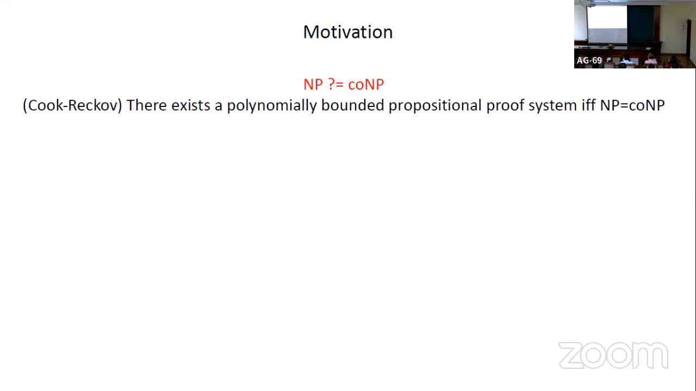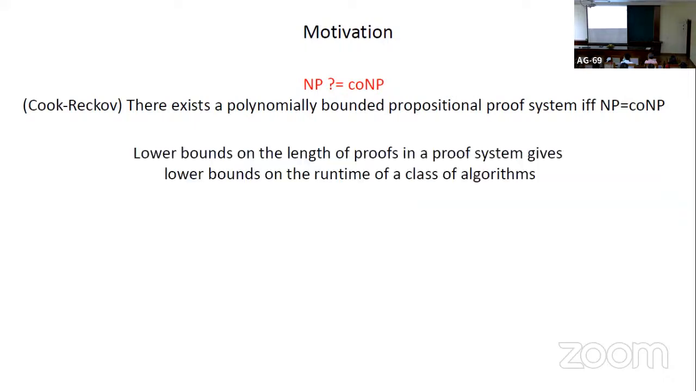So this is the first motivation for studying proof complexity. Either you find a proof system which is polynomially bounded, or you prove lower bounds for stronger and stronger proof systems in order to gain evidence towards NP not equal to coNP. So that's the first motivation.